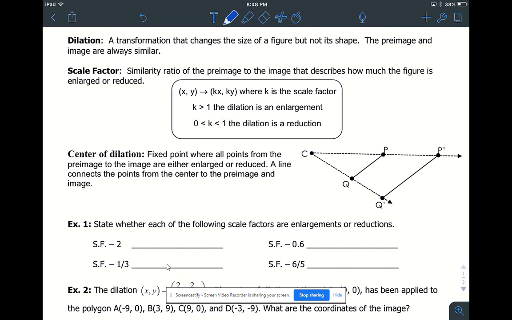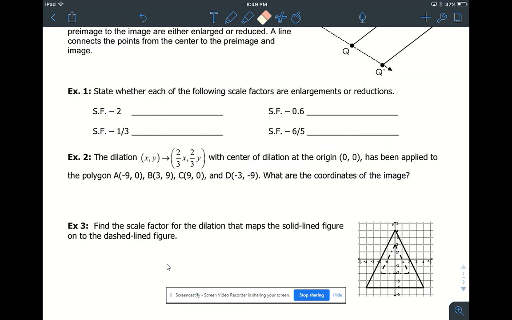The center of dilation. So the center of dilation is a fixed point where all points from the preimage to the image are either enlarged or reduced. So a line connects the points from the center to the preimage to the image. So as you can see in this picture right here, C is your center, and then P is your preimage, and then P prime, remember we put the little apostrophe there for prime, that would be your image. So if you were to have this, whenever we look at it here in a minute, you have got to have a straight line that can be made through all 3 points, and that is a correct dilation.